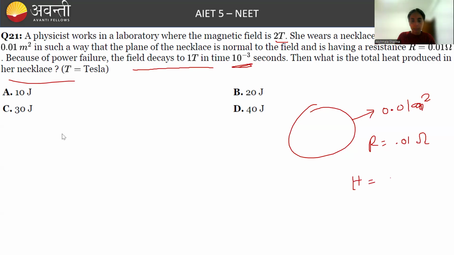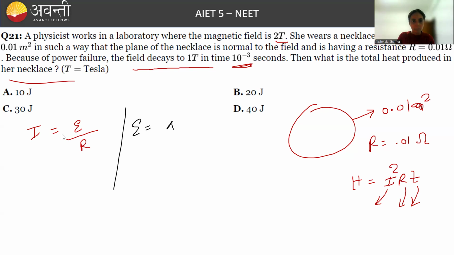So heat produced will be equal to I square R T. So we need to calculate I. R is given, time is given. So I will be the EMF induced divided by R, right? First we need to calculate the EMF induced. And what is EMF induced? EMF induced will be the change in flux happening in a particular interval of time, with a negative sign for Lenz's law. So if I'm calculating the magnitude, I will neglect the negative sign.